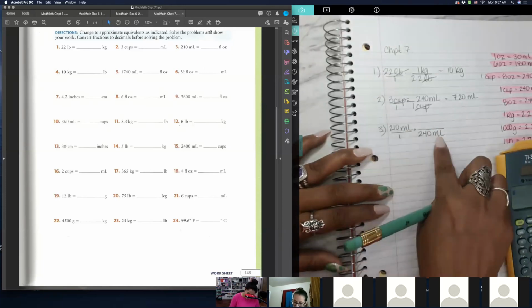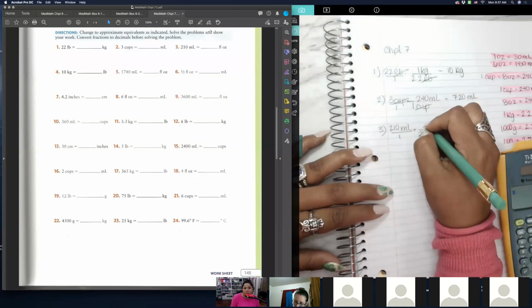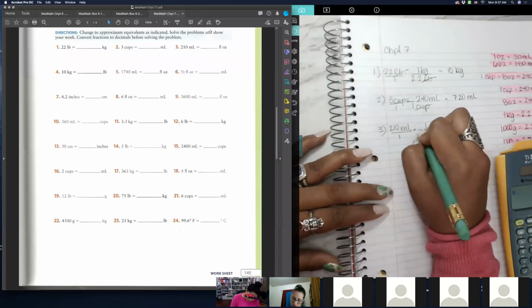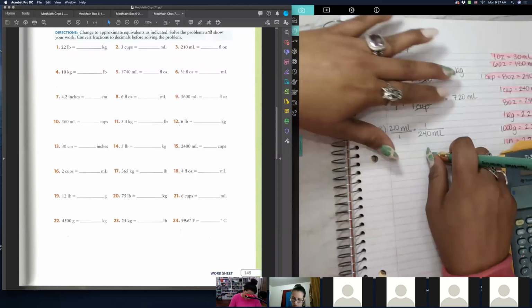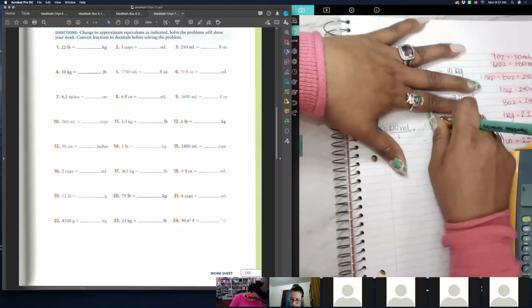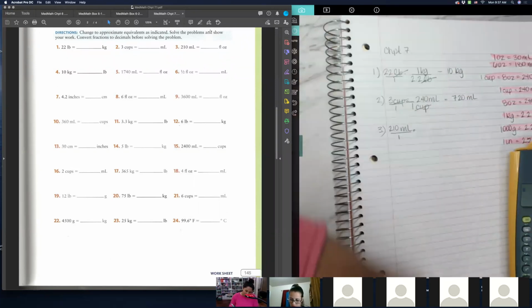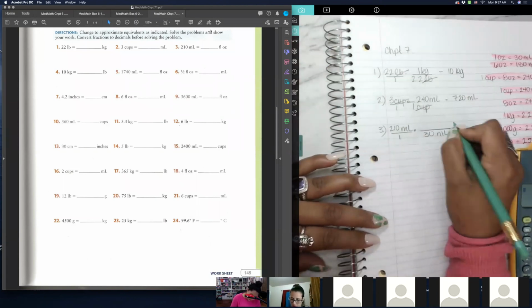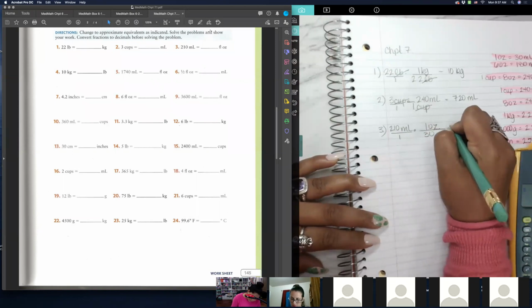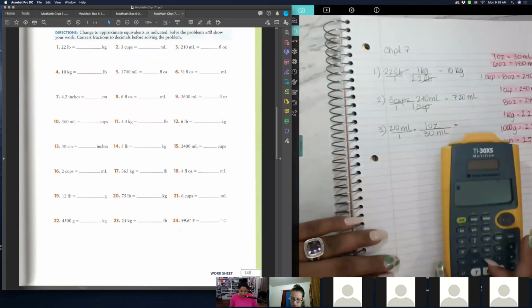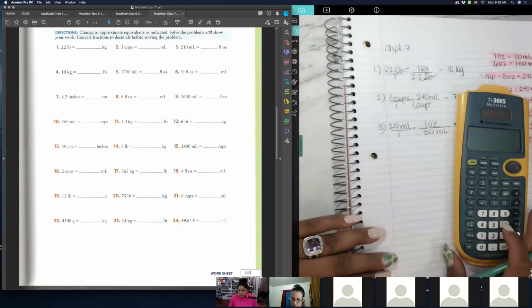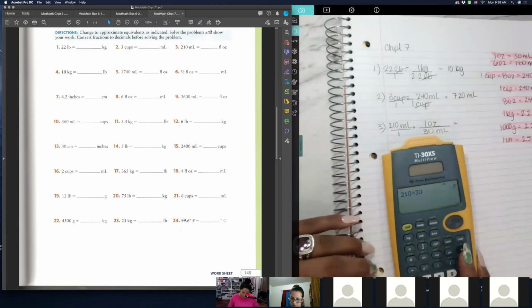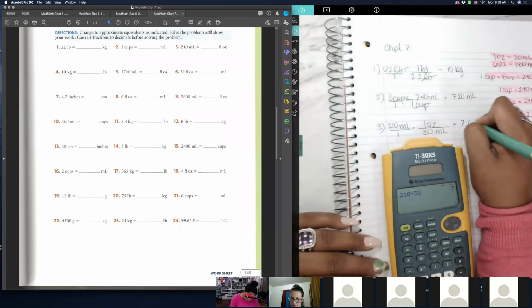So 240 milliliters. What were we converting to? Ounces. So 1. Oh, wait, no, that's wrong. 30 milliliters. I thought we were doing cups. Equals 1 ounce. Okay, so 210 divided by 30, that's going to give you 7 ounces.